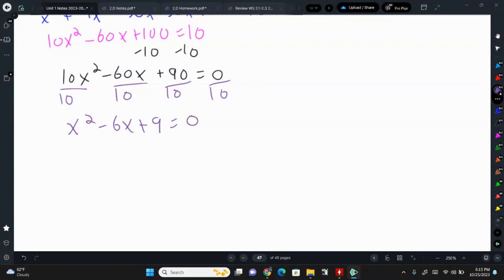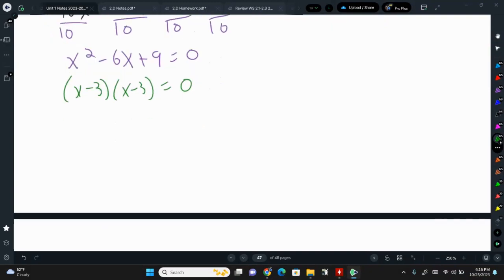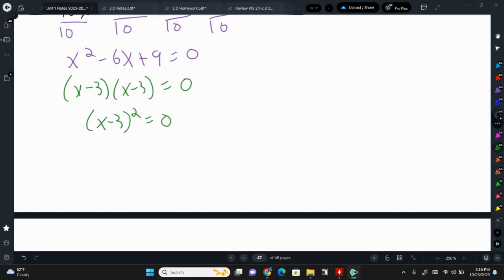Oh, that becomes so much easier because we can factor this. Two numbers that multiply to positive 9 but add to negative 6, that is x minus 3 times x minus 3 equals 0, which is simplified to x minus 3 squared equals 0. So then our solution is just x equals positive 3.